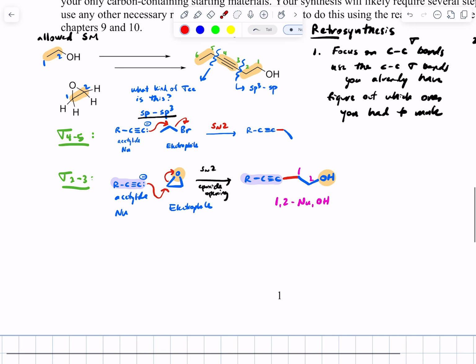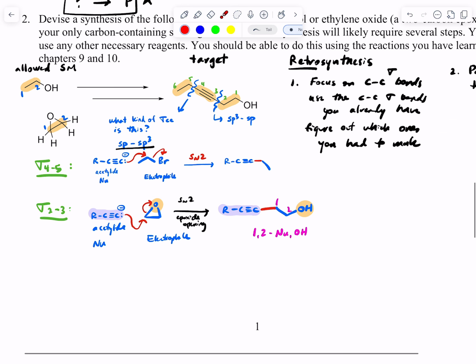Okay, so we've got a plan now for those 2 sigma bonds. Now we need to think a little bit about strategy and order. Which one of these do you think we want to do first?